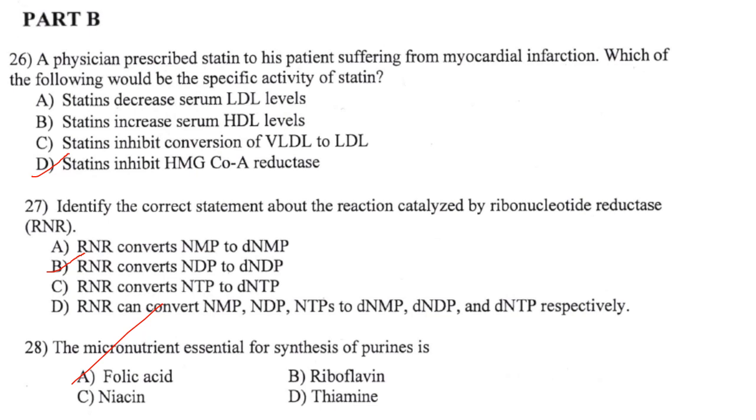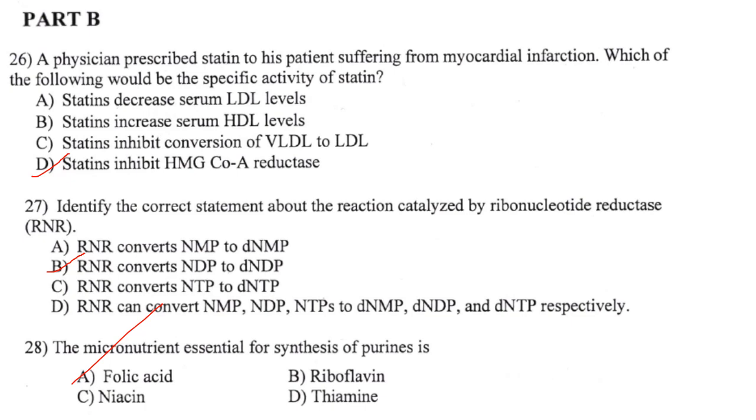Answer is option D. Then identify the correct statement about the reaction catalyzed by ribonucleotide reductase. So RNR, it is an enzyme responsible for the conversion of ribonucleotides to 2'-deoxyribonucleotides, or RNR converts NDP to dNDP. Answer is option B. Then micronutrient essential for synthesis of purine is folic acid.